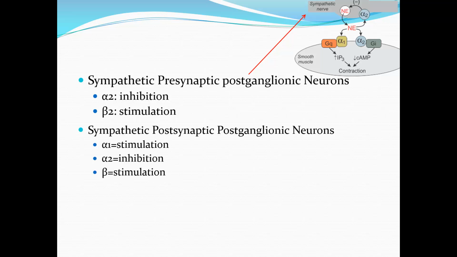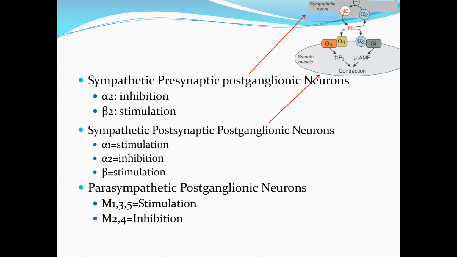So, the sympathetic postganglionic postsynaptic neuron, that's this one. You have the alpha 1 receptor, activation of which results in a stimulatory response. Alpha 2 would be an inhibitory response, and beta receptors would be a stimulatory response. Now, what about the parasympathetic system? In the parasympathetic postganglionic neuron, when you get M1, 3, and 5 activation, you get stimulation. M2 and 4, you get inhibition.